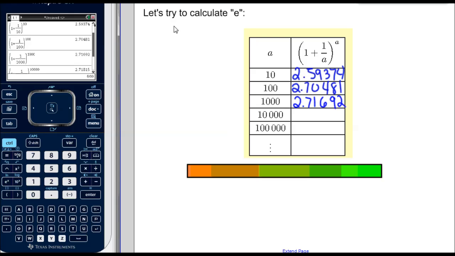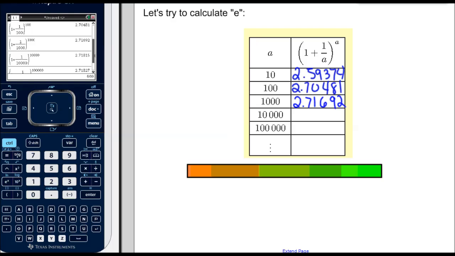2.71692. Okay, if we make it 10,000, we're going to get 2.71815. Okay, and if we make it 100,000, it'll be even closer to e. So the bigger that number a is, the closer and closer we get to the value of e. So this is 2.71827.